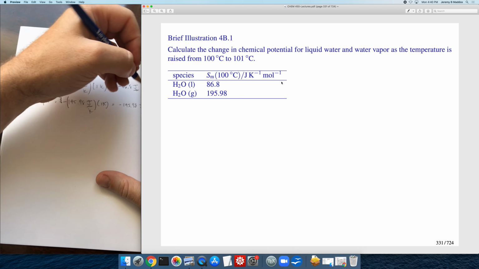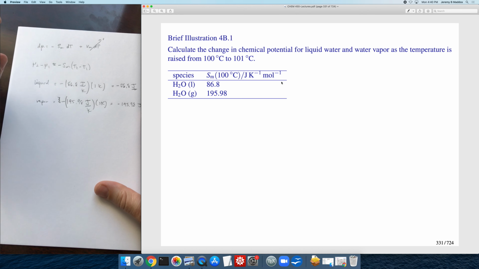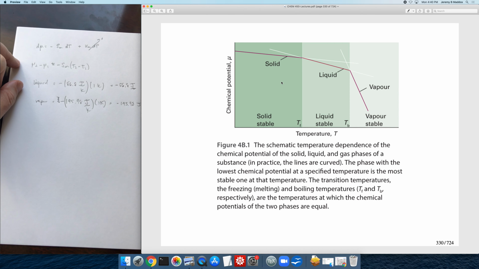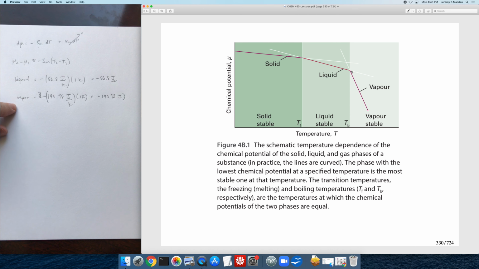Now let's think about it for a second. So at 100 degrees Celsius, that's the boiling point. So we're here initially, right? The two chemical potentials are the same. But then when you heat it up by 1 degree, what happens? The chemical potential of the vapor drops by a lot more than the chemical potential of the liquid. So as you go from 100 degrees Celsius, where you've got two phases in equilibrium, to 101, the chemical potential of the vapor will be lower. Spontaneously, you expect the liquid to vaporize.